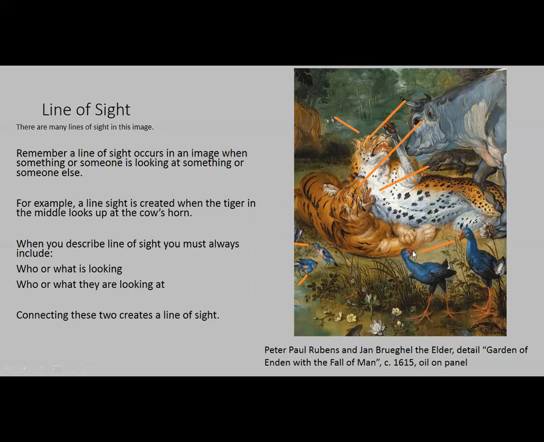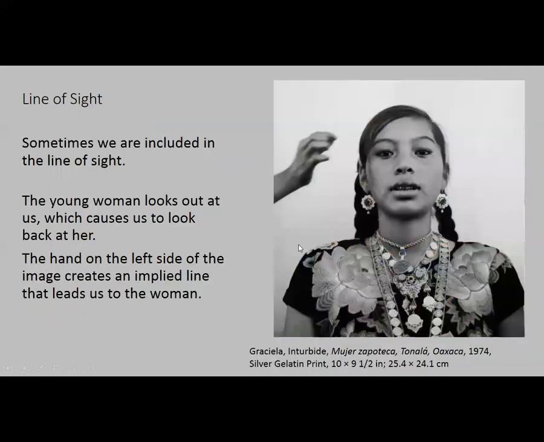And then there are these birds. What are they? Peacocks without tails? I'm not really sure what they are. But they're looking at each other and this guy's saying, hey, cutie, want to get together? And she's saying, hell no. But they're looking at each other, creating a line of sight. So remember, with line of sight, you have to include who or what is looking and who and what they're looking at.